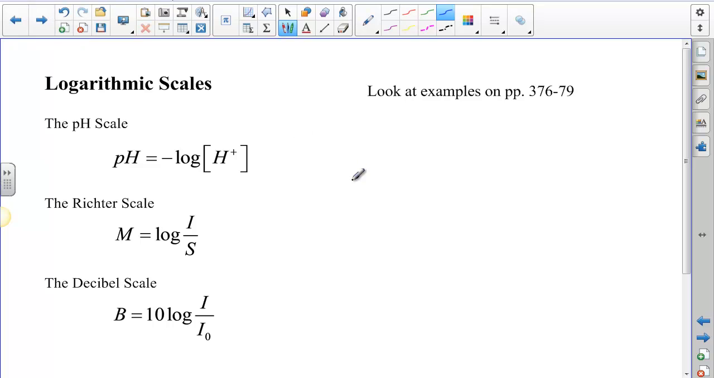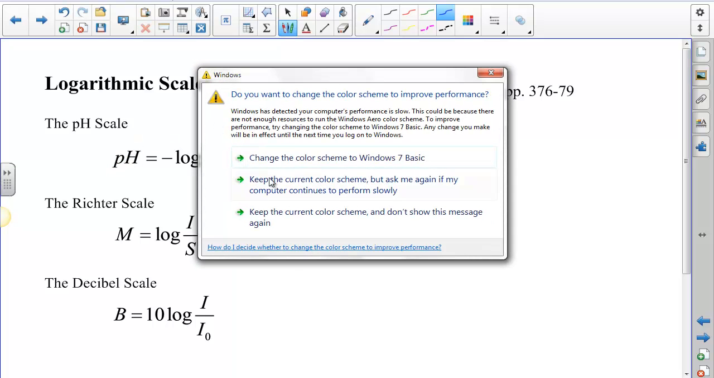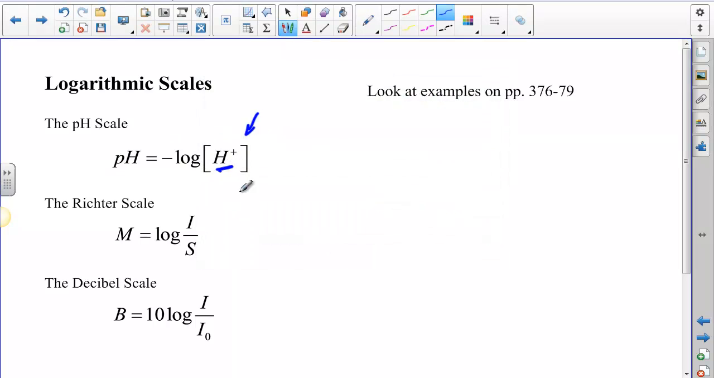Finally, there are 3 different logarithmic scales that they talk about in your book, and I would look at examples on pages 376 to 379 on how to work with some of these. The simplest one is the pH, because you've been working with that in chemistry, I'm sure. The pH of a substance is equal to the negative log, common log, of the concentration of hydrogen ions. They're going to give you this most likely and ask you to find the pH, or they'll give you the pH and ask you to find the concentration of hydrogen ions.